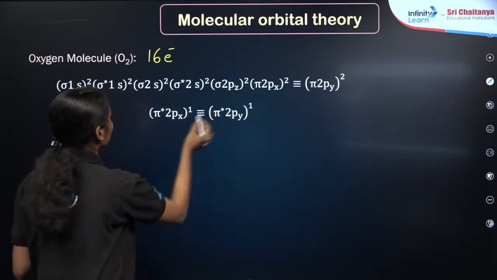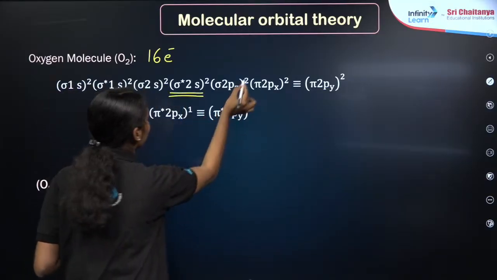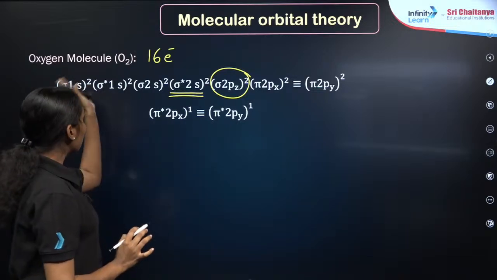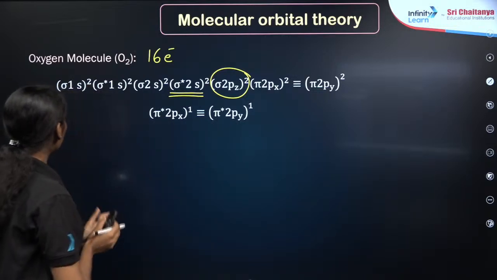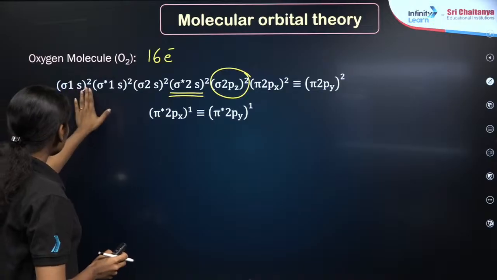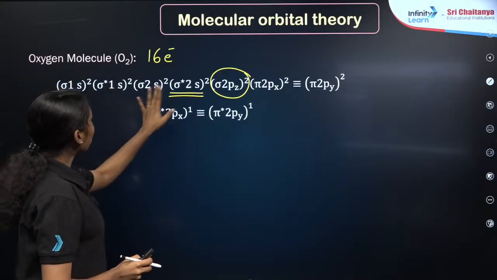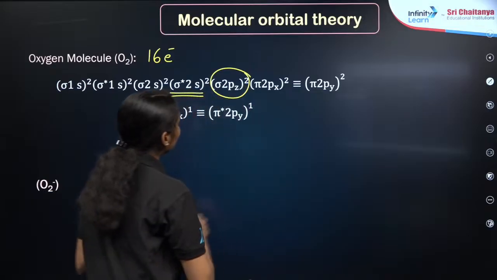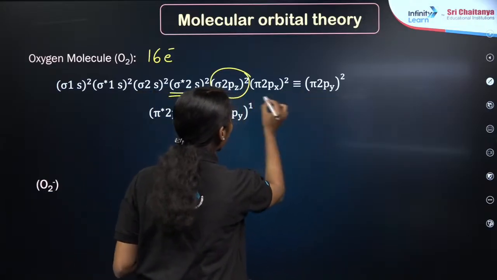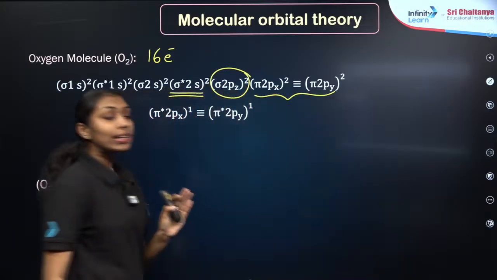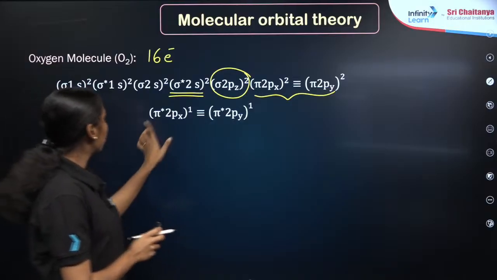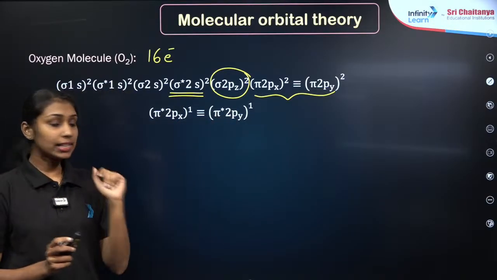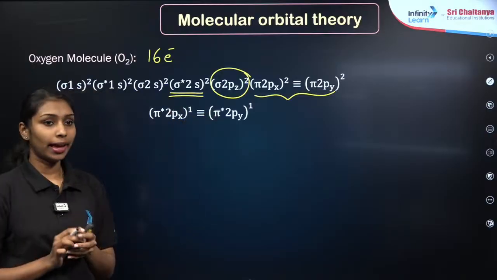After sigma star 2s, you will get the orbital sigma 2pz. That is the main difference between the previous case and this one. Clear? So starting from here: sigma 1s2, sigma star 1s2, sigma 2s2, sigma star 2s2, then sigma 2pz2, then pi 2px and pi 2py, which have the same energy, so electrons fill accordingly. Then after that, pi star 2px, pi star 2py. Why are there not 2 electrons each? Any idea?